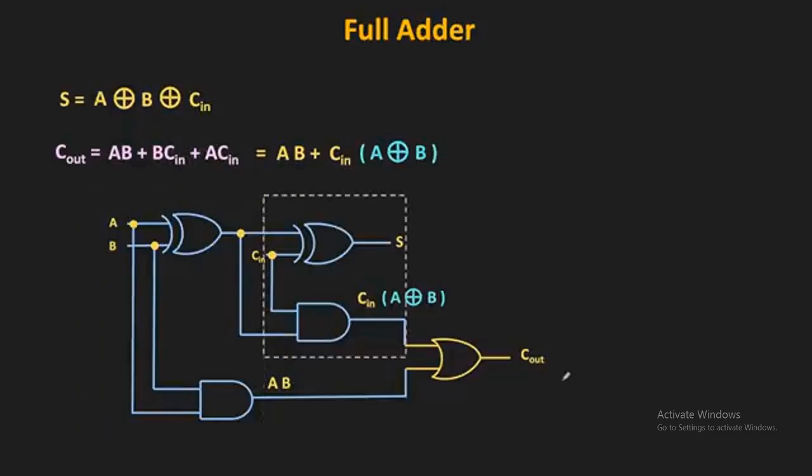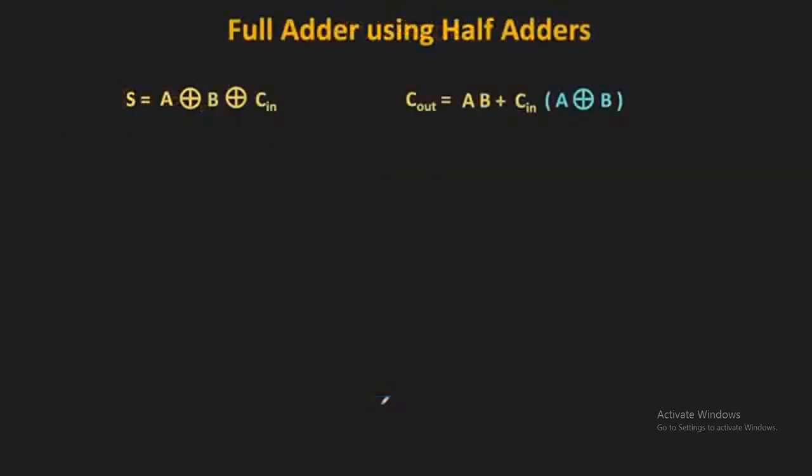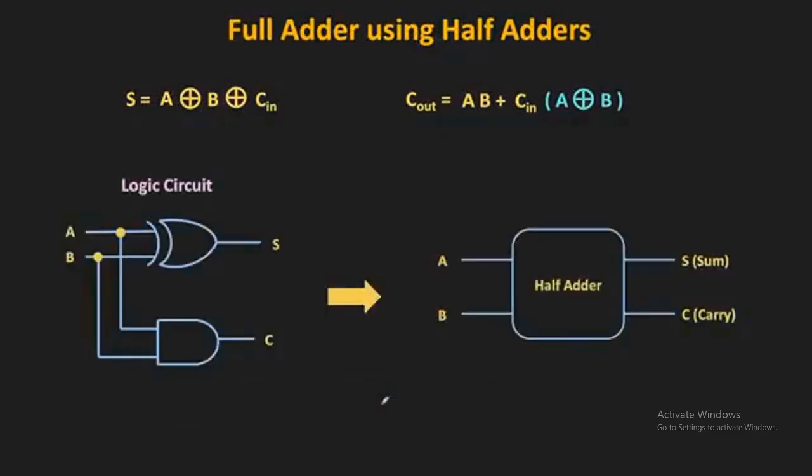If we observe this, we can see the XOR gate and the AND gate, which is nothing but the half adder. Similarly, the XOR gate and the AND gate form the second half adder. So using two half adders and one OR gate, we can generate the full adder. The half adder consists of one XOR gate and one AND gate. Instead of representing it with a logic circuit, we can also represent it with a half adder block.